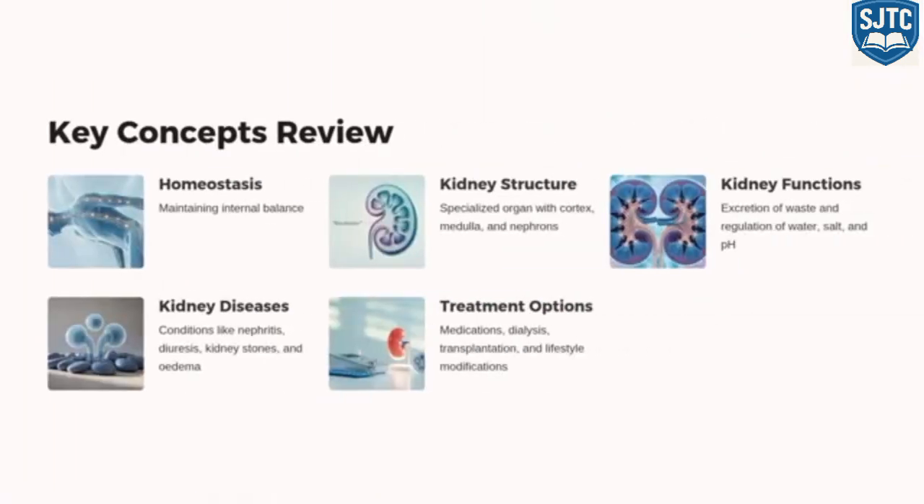Key concepts review. Homeostasis: maintaining internal balance. Kidney structure: specialized organ with cortex, medulla, and nephrons. Kidney functions: excretion of waste and regulation of water, salt, and pH. Kidney diseases: conditions like nephritis, diuresis, kidney stones, and edema. Treatment options: medications, dialysis, transplantation, and lifestyle modifications.